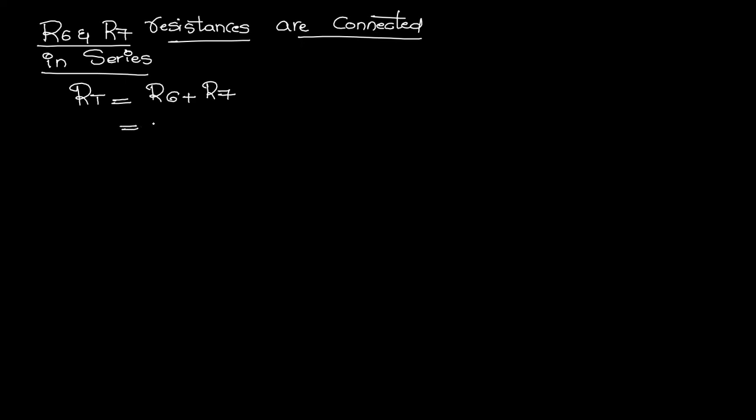Now we know that the value of R6 is 12 ohms, plus the value of R7 is 16 ohms. It gives 12 plus 16, which means you will get 28 ohms. This is the value of the equivalent of a series connection of two resistances.